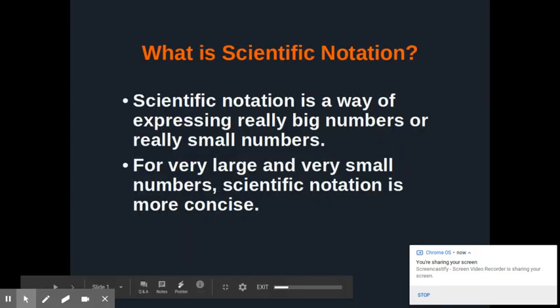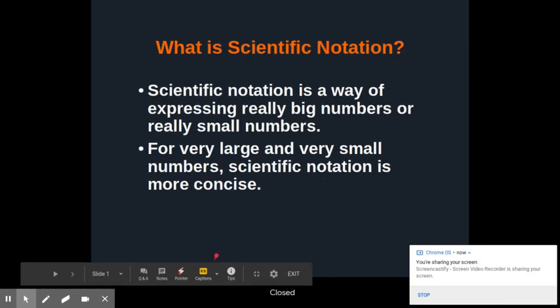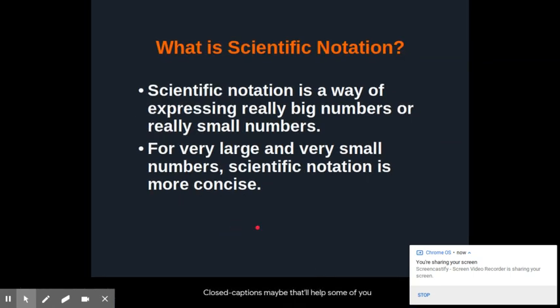Hopefully, you have seen this somewhere before, and we're just doing a review. If not, feel free to pause things if you need to. I'll tell you what, I'm going to turn on the pointer here so it's easier for me. I'll try to turn on closed captions. Maybe that'll help some of you understand if you can see what I'm saying.